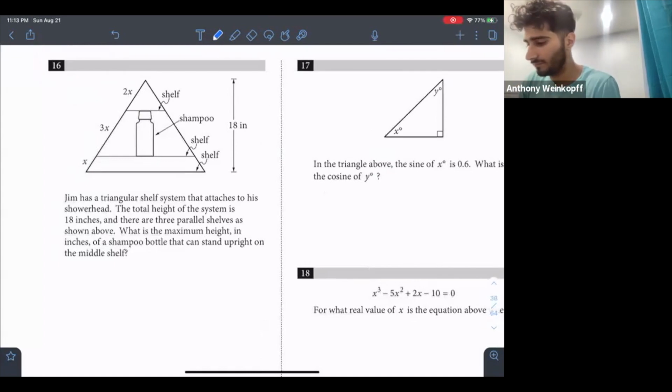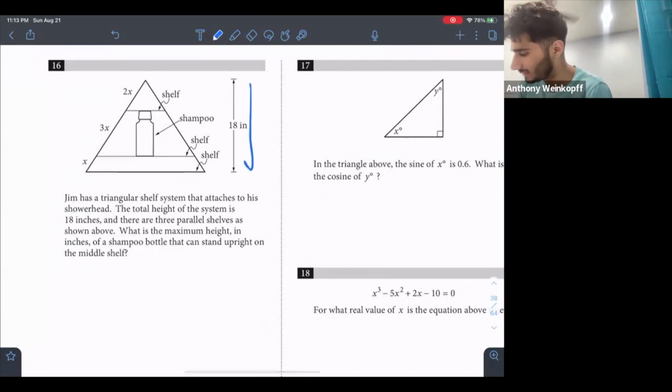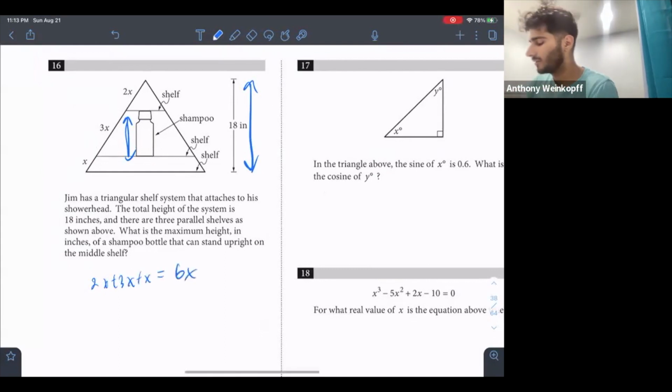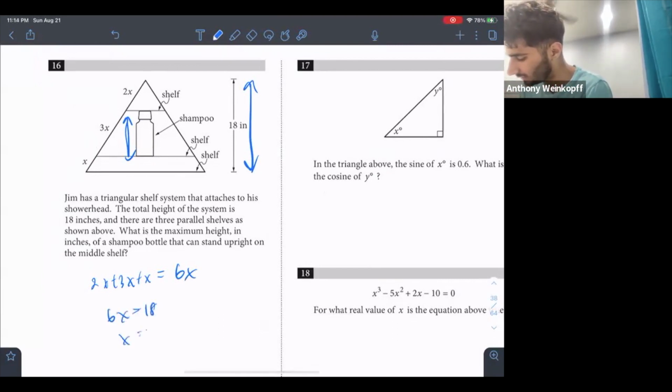Question 16. Shim has a triangular shelf system that attaches to a shower head. The total height of the system is 18 inches, as mentioned right here, and there are 3 parallel shelves shown above. What is the maximum height in inches of a shampoo bottle that can stand upright on the middle shelf? So what you can do is make a proportion. You have 2x plus 3x plus 1x gives you 6x. So then you would have 6x equal to 18, so x would equal 3.